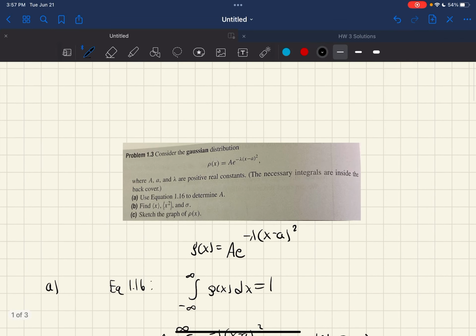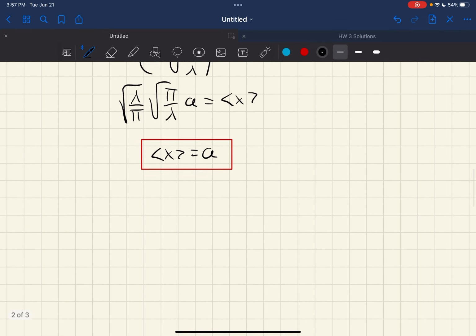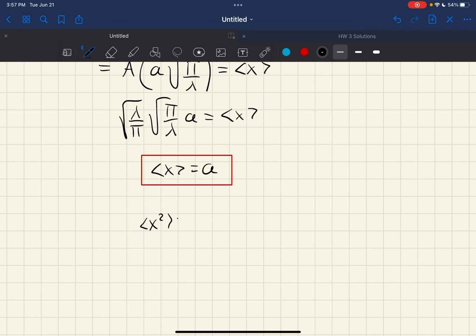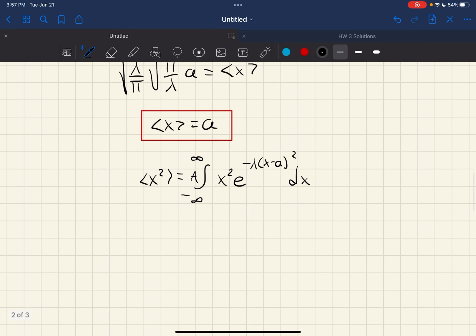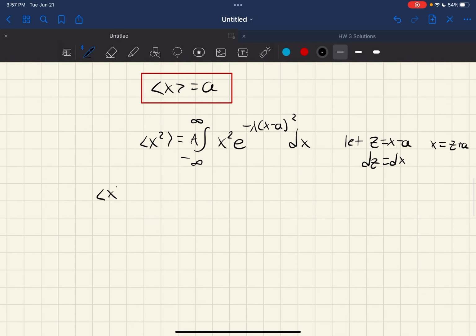The second part of part B asks us to find the expectation value of x squared. So let's go ahead and do that now. The expectation value of x squared is equal to a times the integral from negative infinity to infinity of x squared e to the minus lambda (x minus a) squared dx. So we can just let z equal x minus a again, and then dz equals dx, and x equals z plus a. Let's substitute this back in, and we get a times the integral from negative infinity to infinity of (z plus a) squared e to the minus lambda z squared dz.